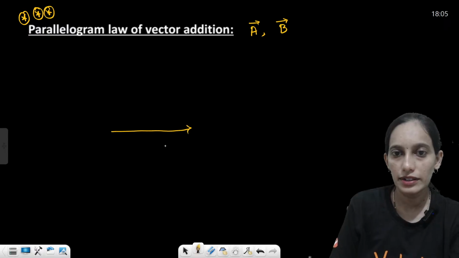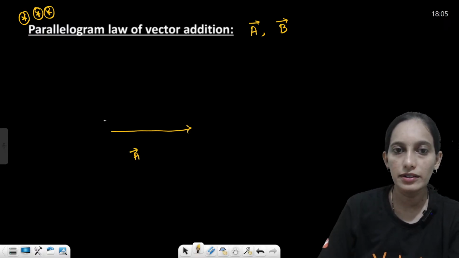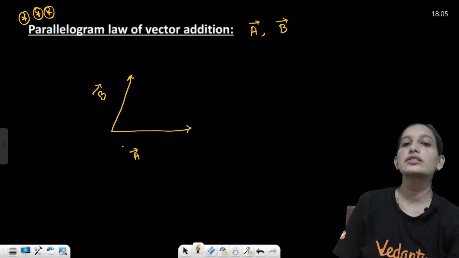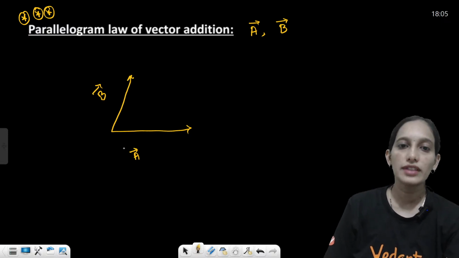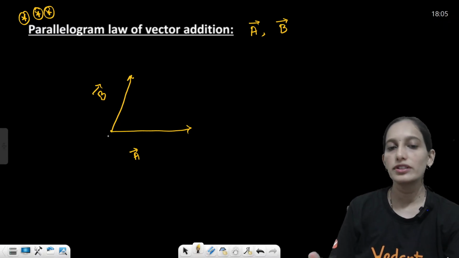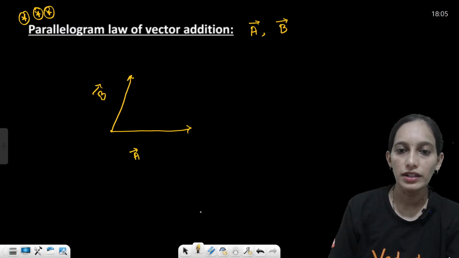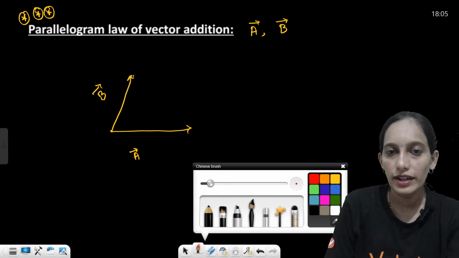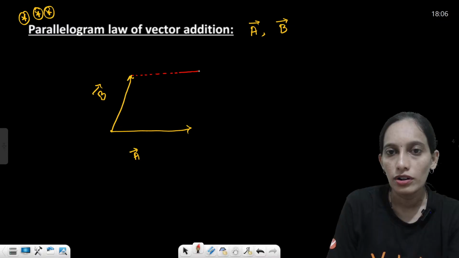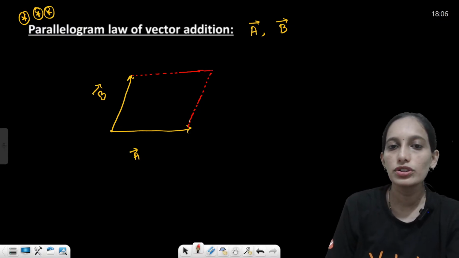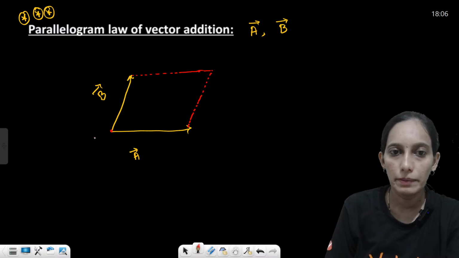So here what do we do, let us say I have A vector and I have B vector. So the given two vectors are represented as the two adjacent sides of the parallelogram such that their tails are intersecting or coinciding. Here we join tail to tail. Okay. So now we'll imagine or we'll try to construct a parallelogram. So here I just need to draw a line parallel to A vector and the other side will be B vector parallelly, correct? So this is how we represent a parallelogram.